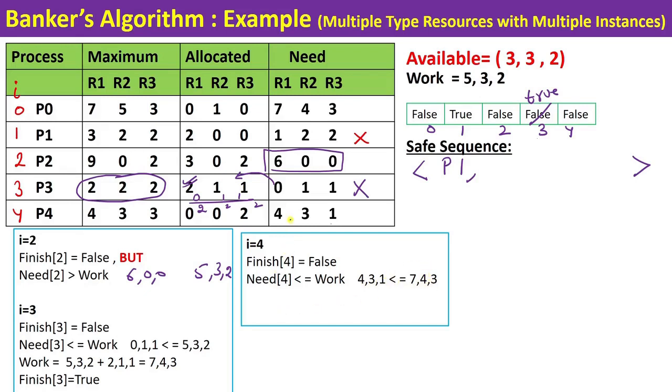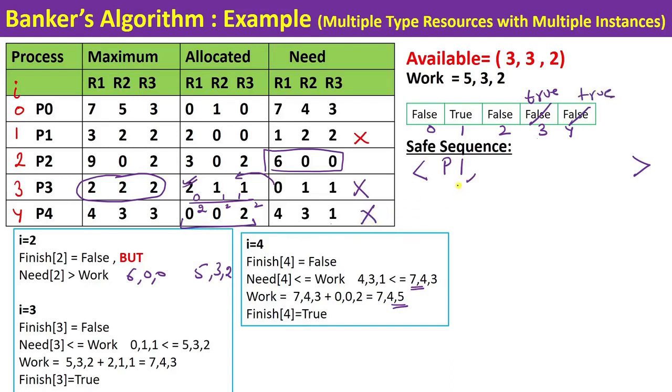So again we will grant this, then all these resources will be taken back. That means my work array finally will contain 743 plus the allocated resources of P4, 022, which will be added. 745 is the final value of the work. Okay, finish of 4 will contain true. So this is also done.